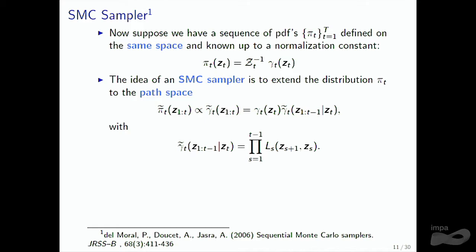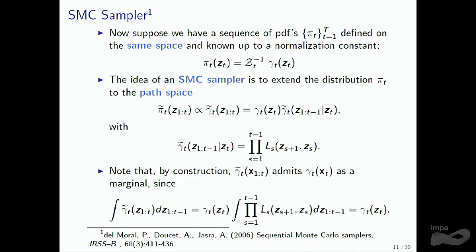If you choose this conditional density to be something like this, the product of many Markov kernels that work backwards in time, it's very simple to see that Z tilde, gamma tilde, will have a marginal equal to this one here, which is the one we want. So if we have a weighted sample for this one, we also have a weighted sample for this one.